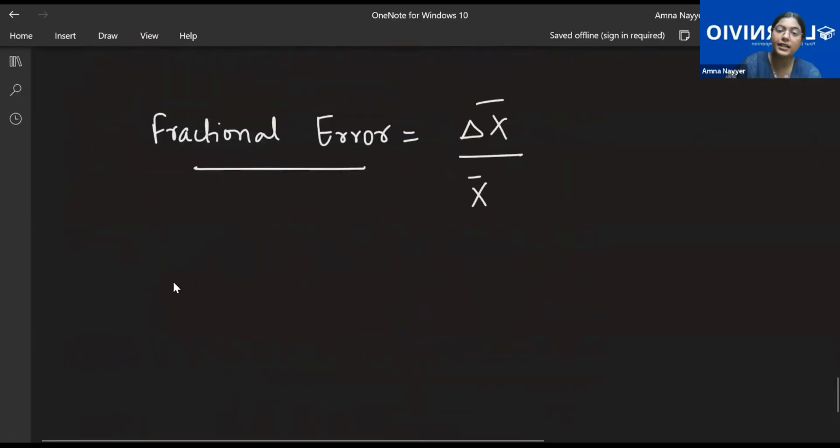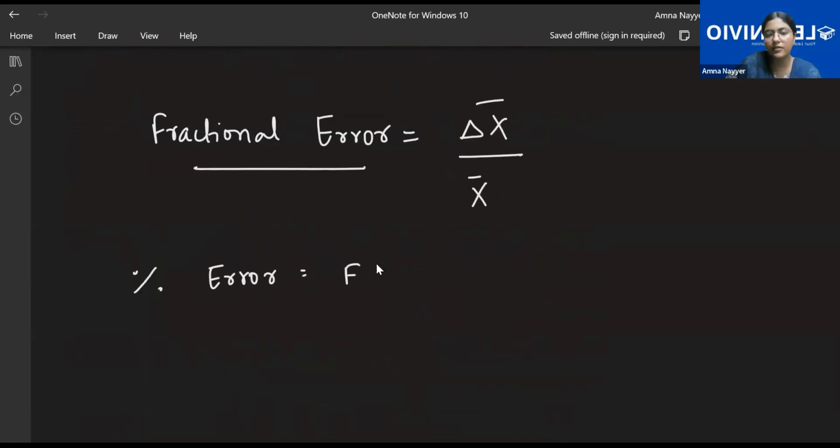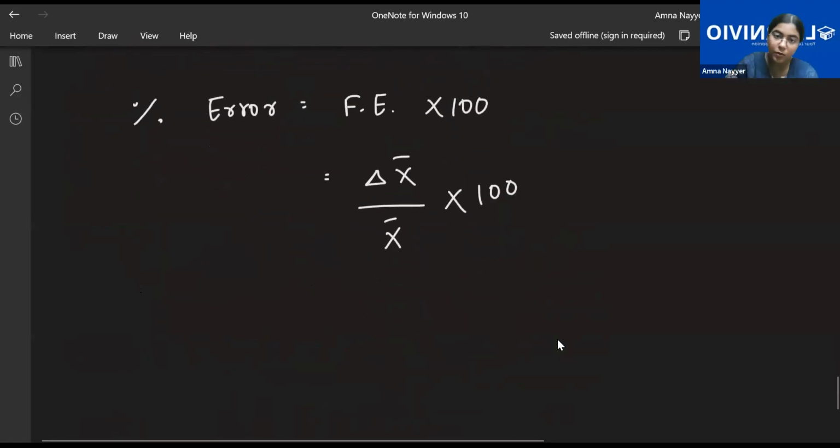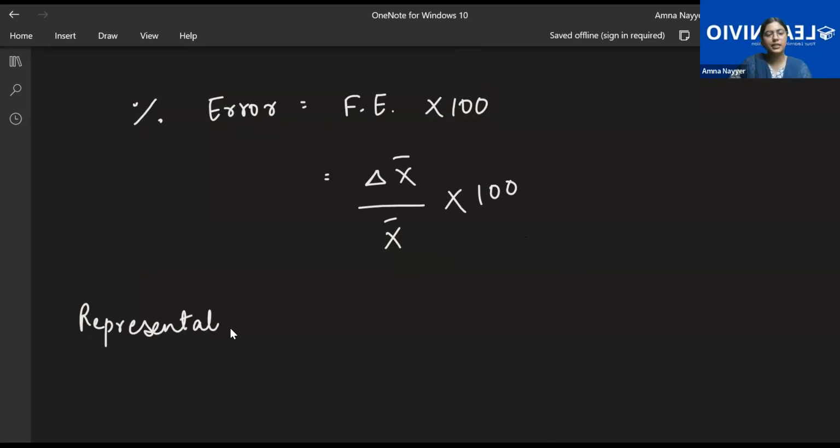And sometimes it is asked to write the percentage error. So percentage error basically means that whatever is the fractional error, you multiply it by 100. That is delta x bar divided by x bar into 100. That's it. Now, how will you represent your final answer? You will represent whatever is your mean value, the mean value that you had, plus minus the percentage. Okay, directly. Representation, because you will get the questions in this form only.